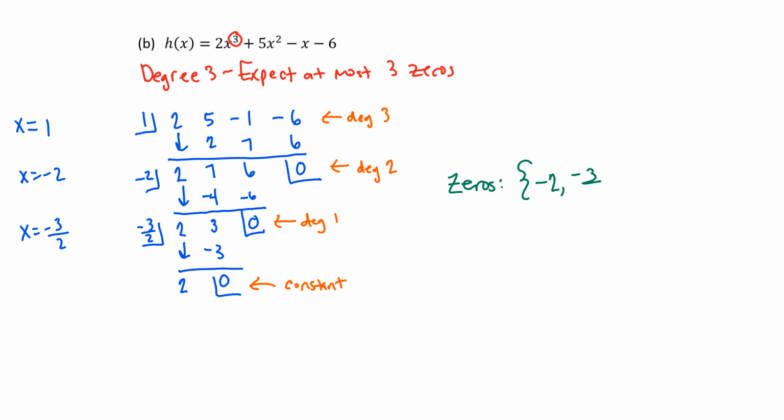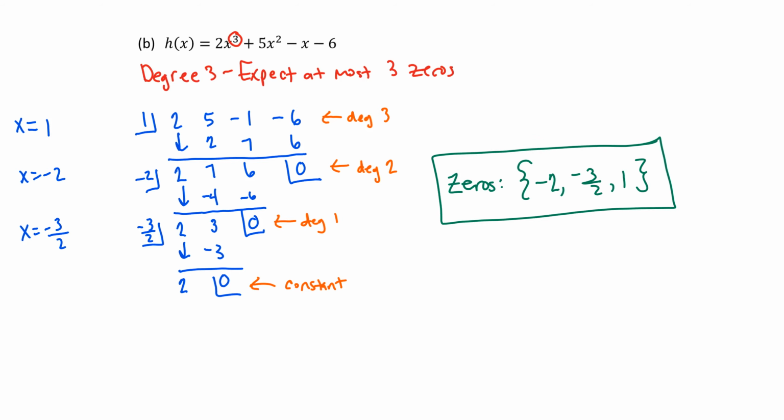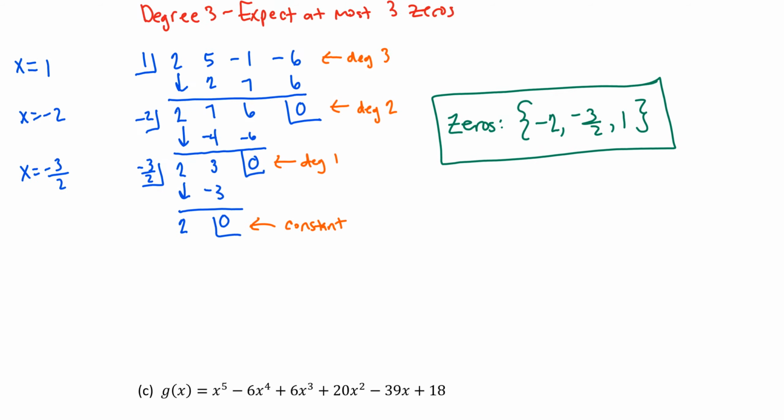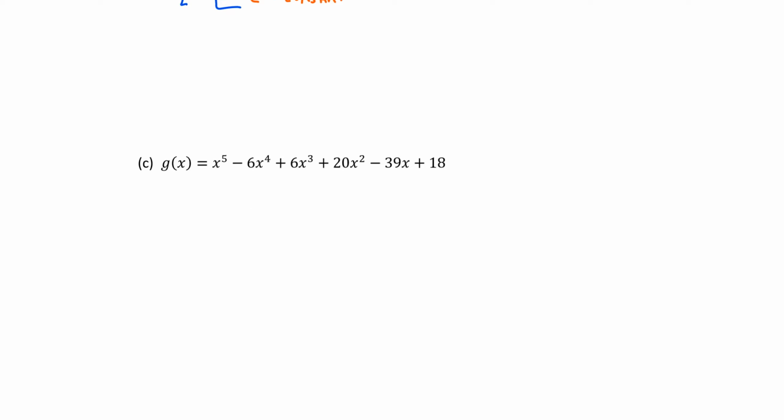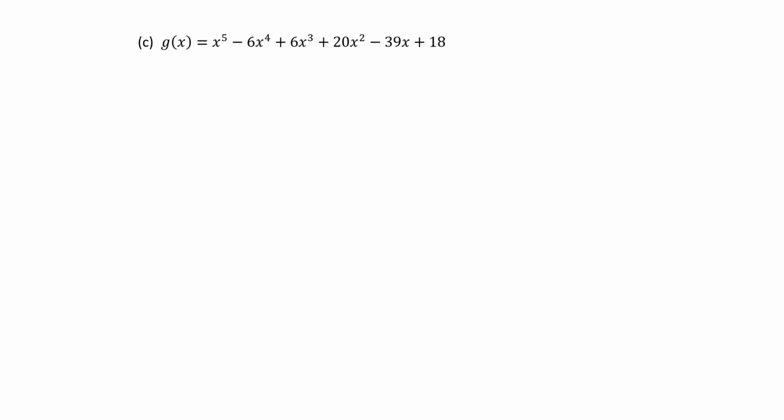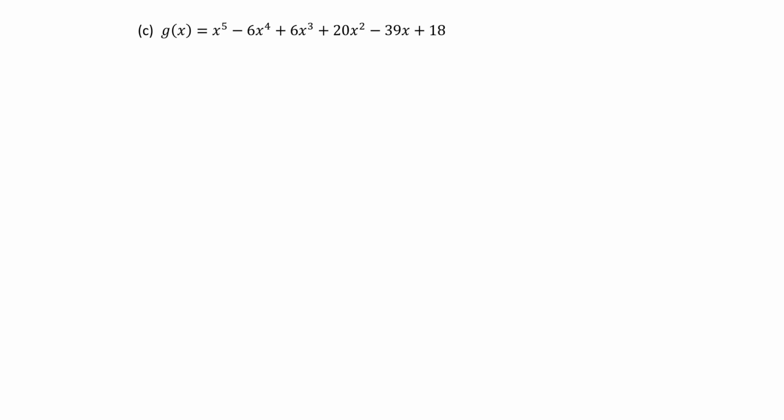-2, -3/2, and 1. Remember, we expected 3 zeros. We got exactly 3 zeros, which means they each have multiplicity of 1. And again, that's confirmed by the calculator by the fact that the graph crosses at all 3 x-intercepts.